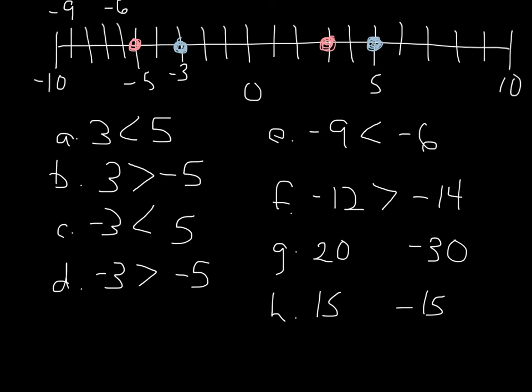For G, positive 20 and negative 30, positive numbers are to the right of 0, negatives are to the left, and so positive numbers are always greater. 20 is greater than negative 30. And for H, it's the same with 15 and negative 15. Even though their absolute values are equal, 15 is actually much larger than negative 15.